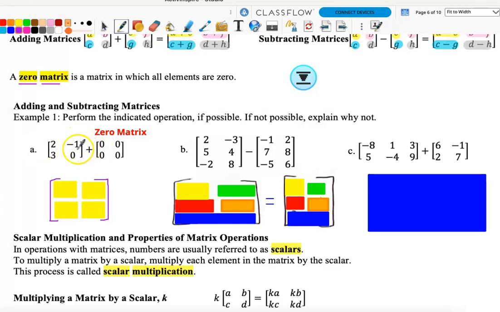So in part A, I've got a 2 by 2 matrix, and I'm going to add the zero matrix in. So I would take the top 2 numbers, 2 plus 0. And then 2 plus 0 is 2, and that's the top left number. Then you would move to the top right number. -1 plus a 0 is going to be -1. So if you're adding a zero matrix, it's going to be the same matrix.